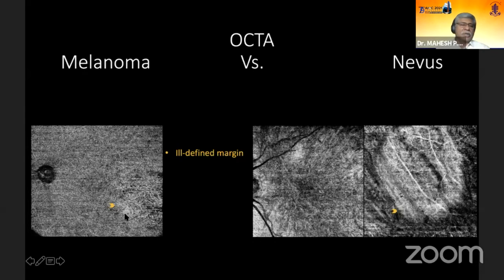So in a melanoma, the margins are ill-defined. In contrast, you can see the well-defined margins in the nevus. And the choriocapillaris are hyporeflective in a melanoma, which is not so in the nevus. And there are more avascular areas in the melanoma, in contrast to the nevus, where there are fewer or no avascular areas. And choroidal vascular changes are more common in melanoma, which is not the case in the nevus.